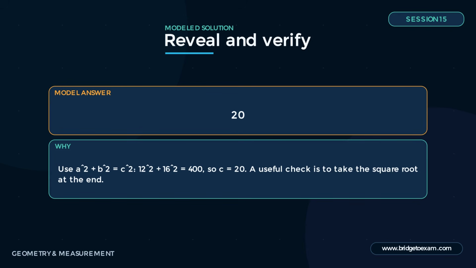Use this coaching check as well. After calculating c squared, write a separate square root line. Stopping at the squared value is a frequent distractor.